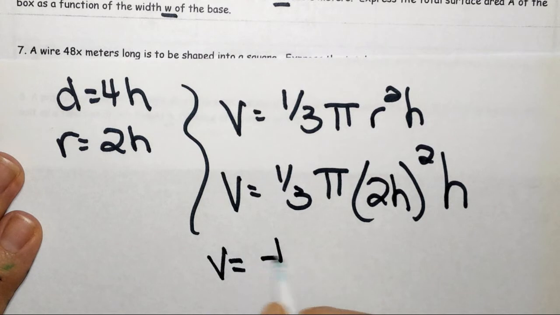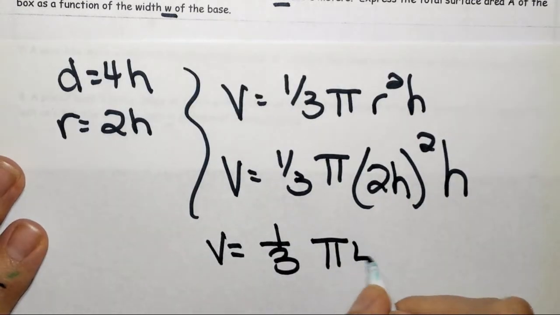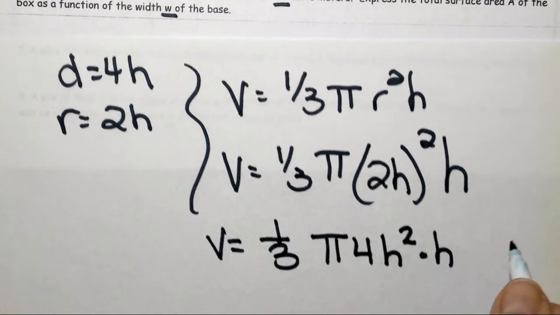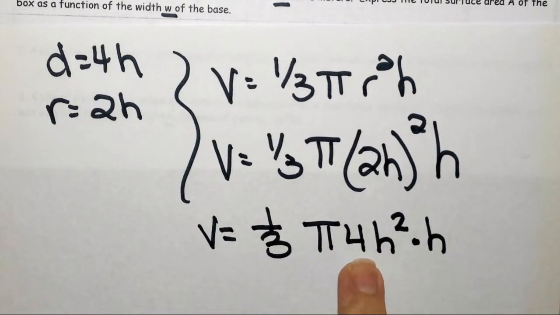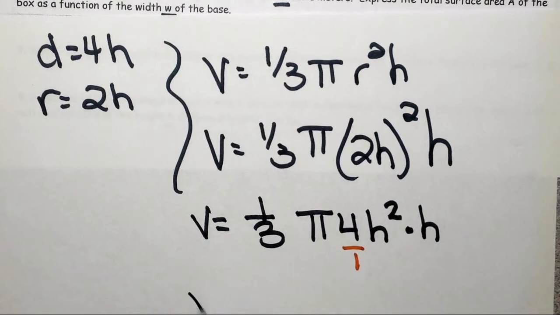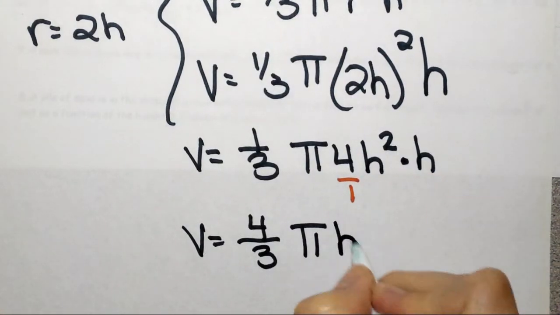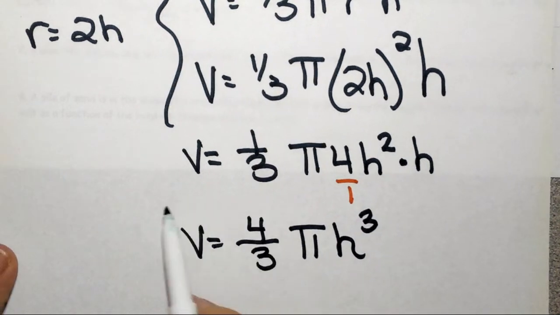So volume equals 1/3 pi. 2 squared is 4. h squared is h squared. And I bring down my h. And then I have to multiply 1/3 times 4. So I'm just going to put the 4 over 1. And I'm going to do top times top, bottom times bottom. Bring down my pi. And h squared times h is h to the 3rd.